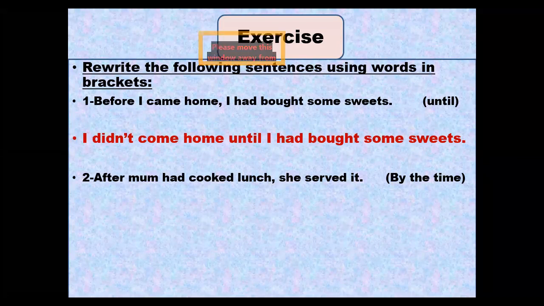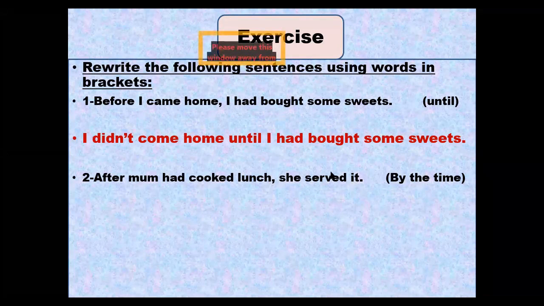Who knows? Can I say it? I want a new one. Malak Amr. Yes, miss. Answer it. Start with by the time. By the time is followed by the past simple, which is the second action. What is the past simple here? She served it. So start with by the time and add this sentence after it.